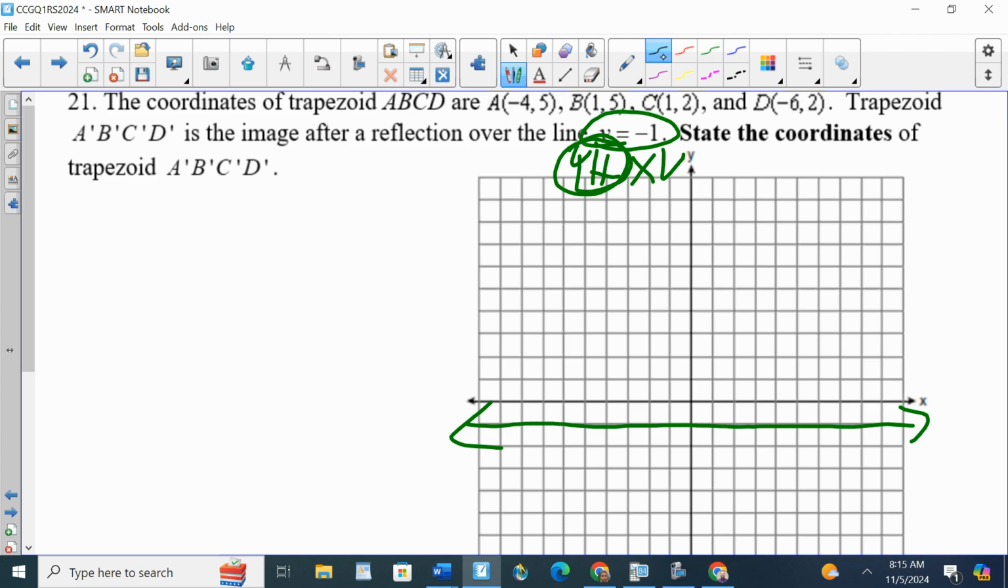A is -4, 5. B is 1, 5. C is 1, 2. D is -6, 2.